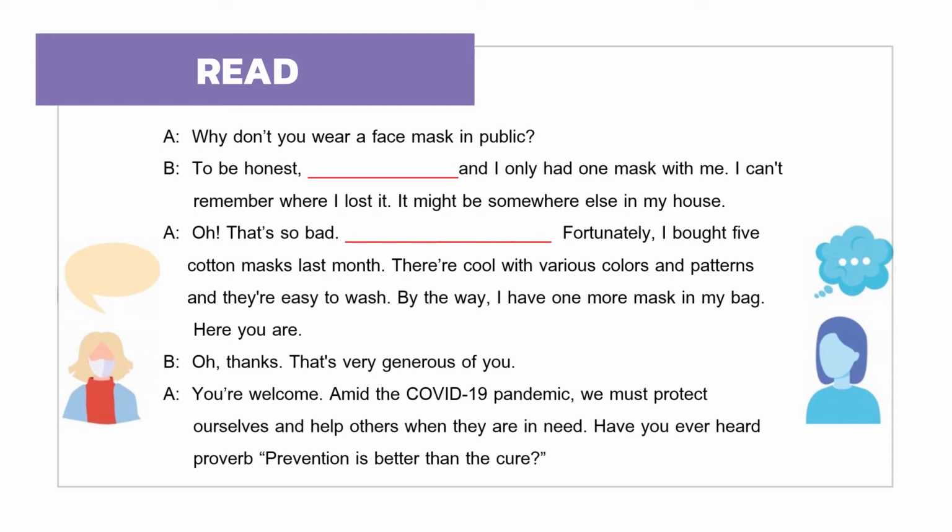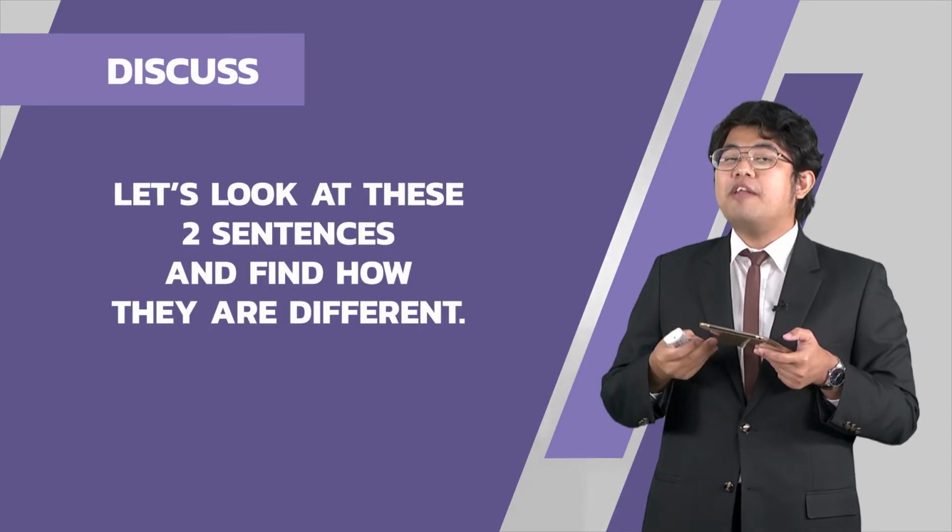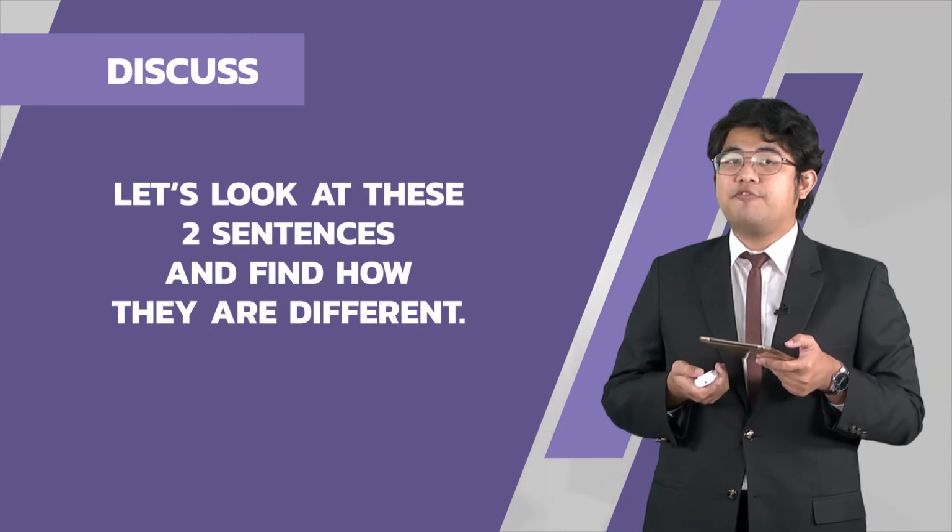You will see 2 red sentences. The first one is: I lost my mask. The second one is: I lost my mask yesterday too. Can you see the difference? Let's discuss later. Okay? Let's look at these sentences and find how they are different.